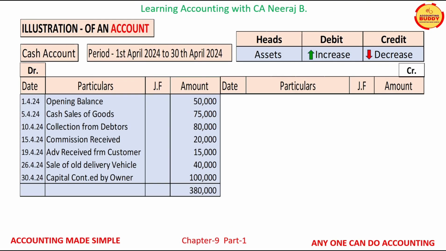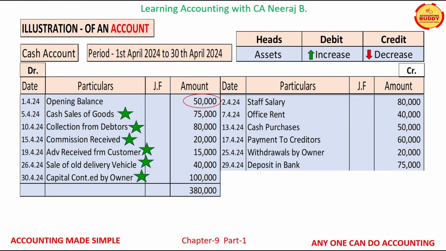Left hand side of the cash account, which is debit side, has an opening balance of 50,000. All the transactions which result into increase in the cash balance are recorded on the left hand side of the cash account. In this example, the transactions which increase the cash of the business are cash sales of goods 75,000, collection from debtors 80,000, commission received 20,000, advance received from the customer 15,000, cash received from the sale of old delivery vehicle 40,000, and the capital contributed by the owner 100,000.